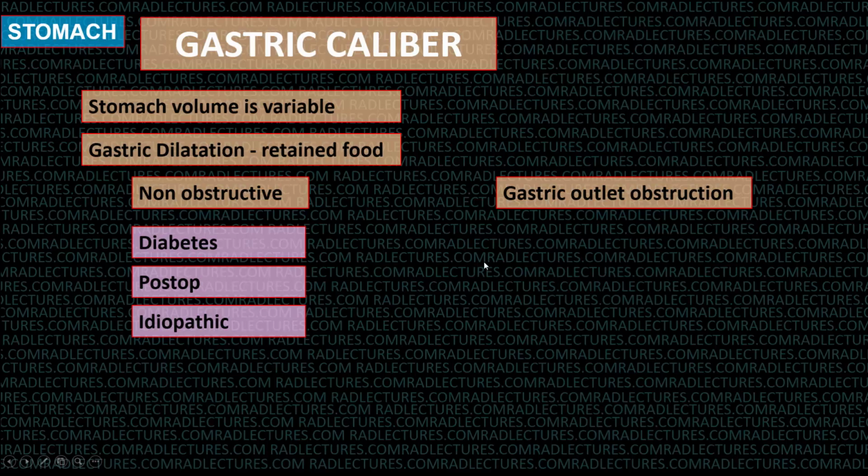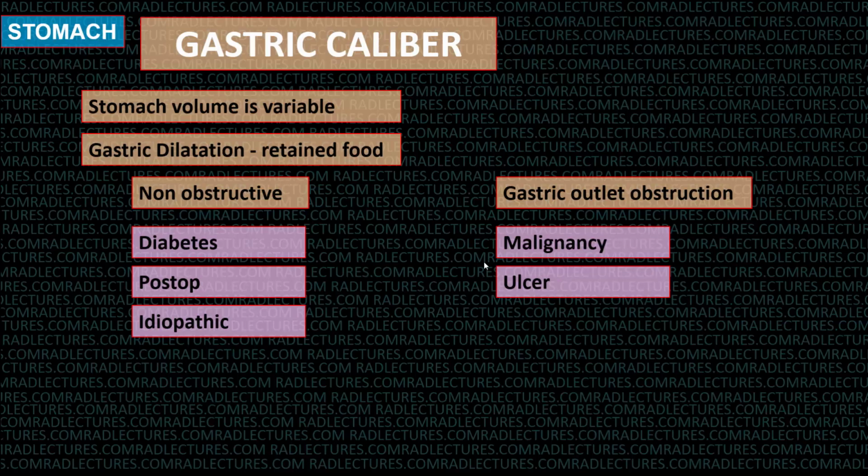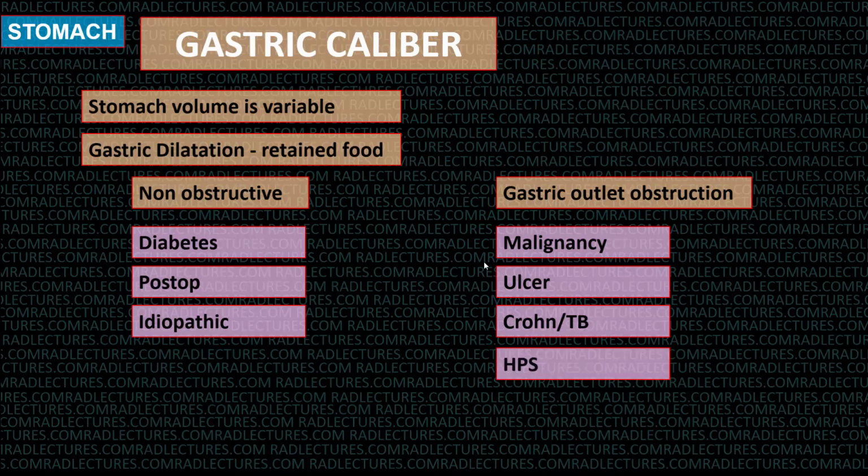Gastric outlet obstruction, on the other hand, the commonest cause is malignancy, scarring because of ulcer, scarring because of Crohn's disease or tuberculosis, and then, of course, the special case of hypertrophic pyloric stenosis, which occurs in infants.